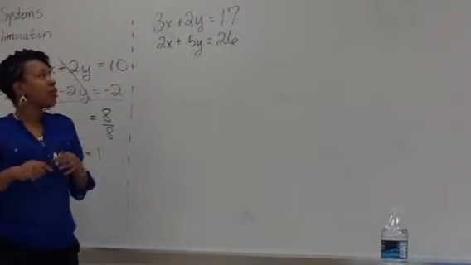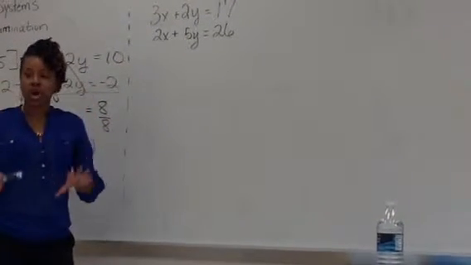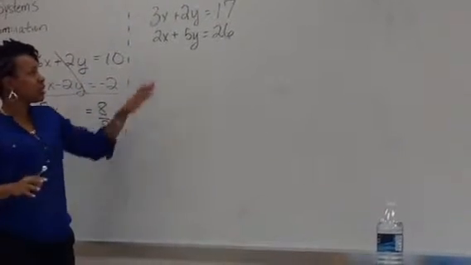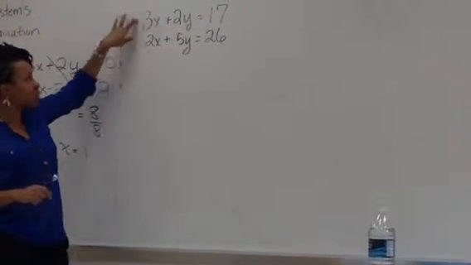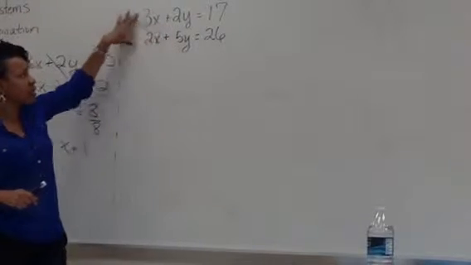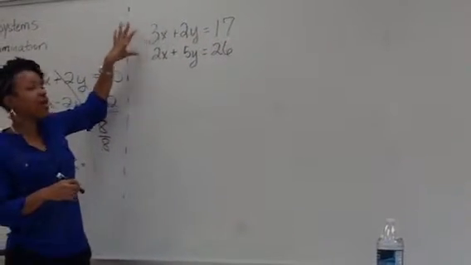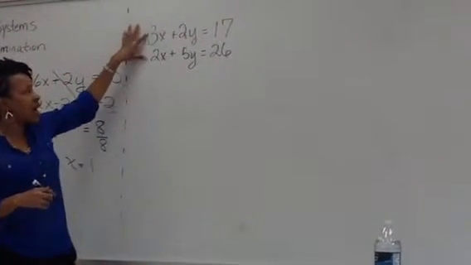Okay? First of all, you want to work with the smaller numbers. So which numbers are smaller, the x terms or the y terms? The x's, right? You got a 3 and a 2. Over here you have a 2 and a 5. So let's work with the x's. So my goal is to make these opposites.